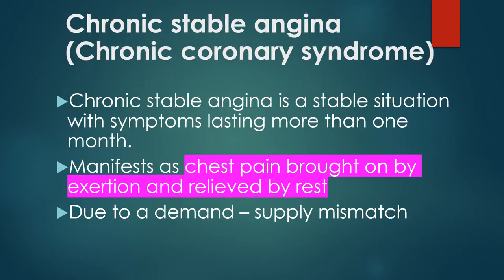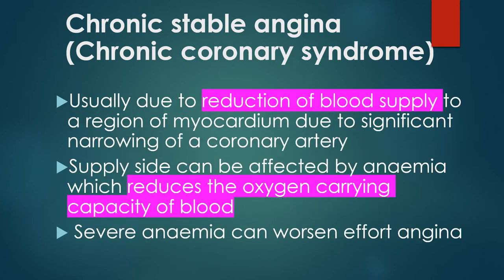Chronic stable angina is a stable situation with symptoms lasting more than 1 month. It manifests as chest pain brought on by exertion and relieved by rest. It is due to a demand-supply mismatch. Usually it occurs due to reduction of supply of oxygenated blood to a region of the myocardium due to significant narrowing of the coronary artery.